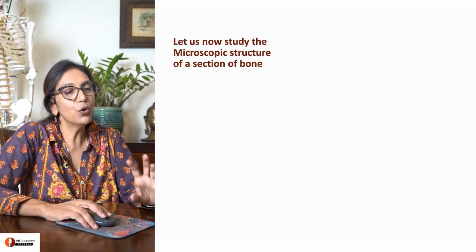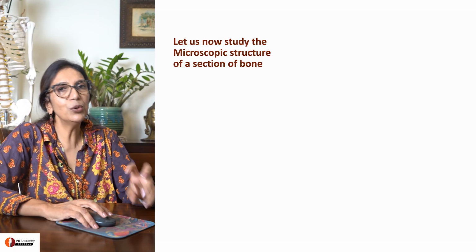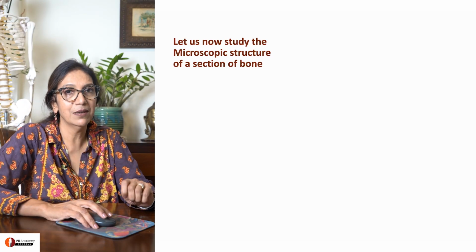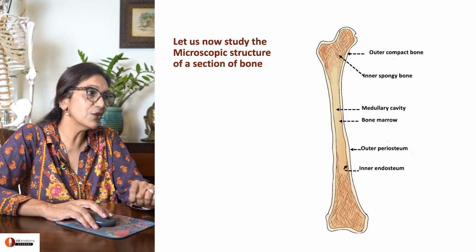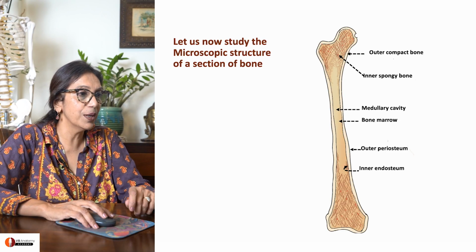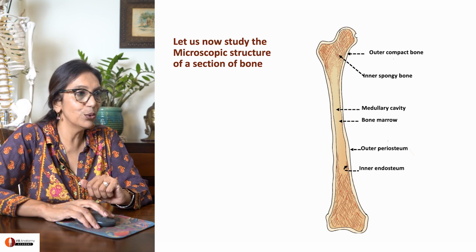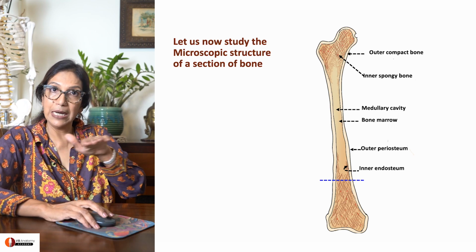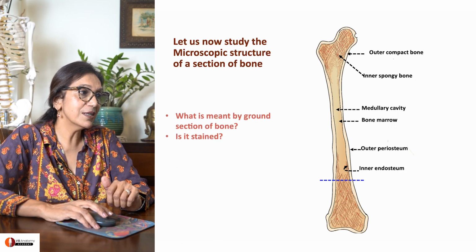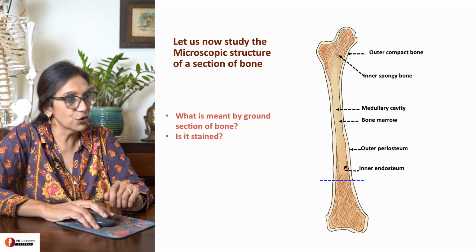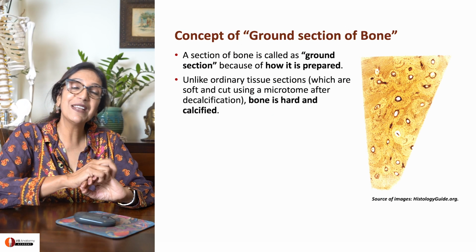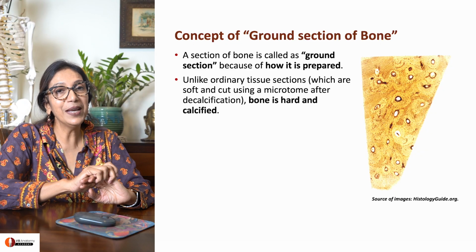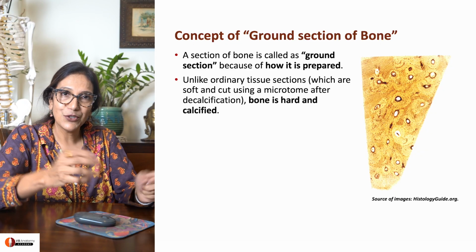So now that we've got a little bit about the microscopy of the bone, let's now understand the microscopic structure of a section of bone. Okay, so this was a section of bone, you know it. Okay, we're going to cut it. Okay, question is, what is meant by ground section of bone? Is it stained? So, concept of ground section of bone. Okay, so what is ground section?